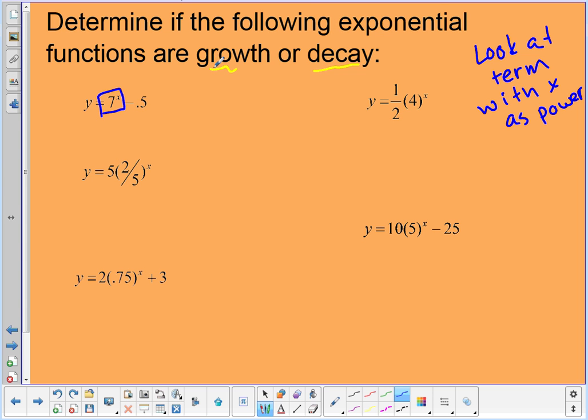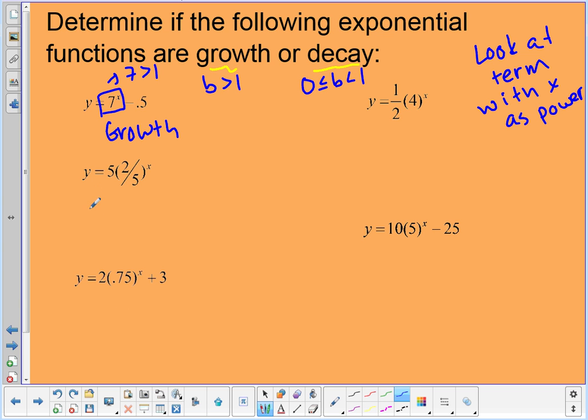Now, if it's growth, that means that your b value, we talked about this back in unit notes 2, b has to be greater than 1. If it's decay, that means b is less than 1, but greater than or equal to 0. So between 0 and 1. So that's what I'm looking for. In this case, number 6, 7 to the x power, 7 is bigger than 1. So this is a growth equation.